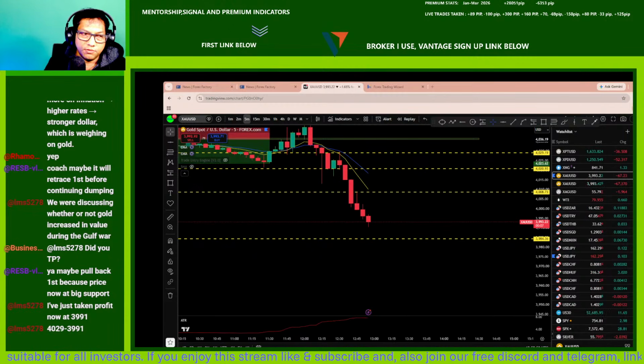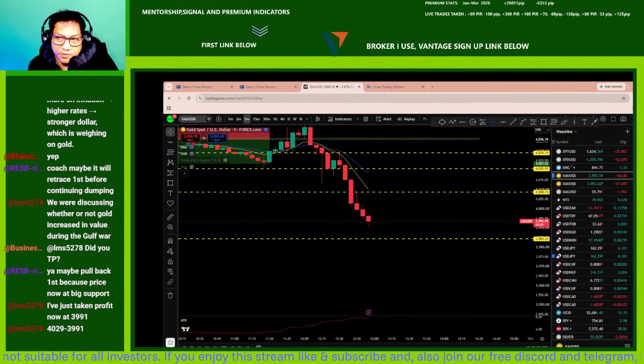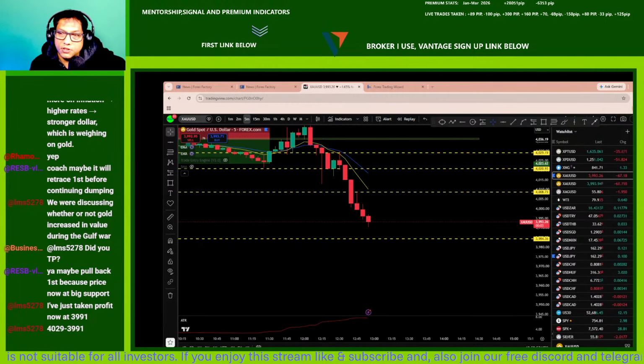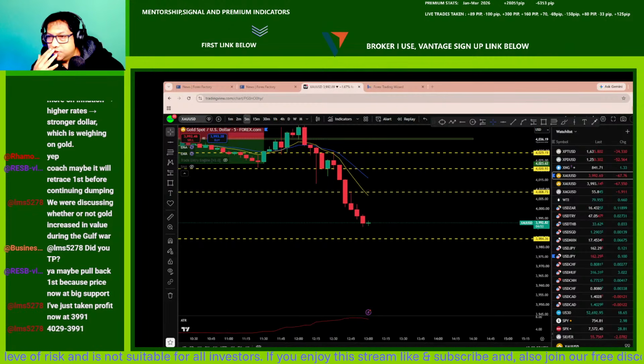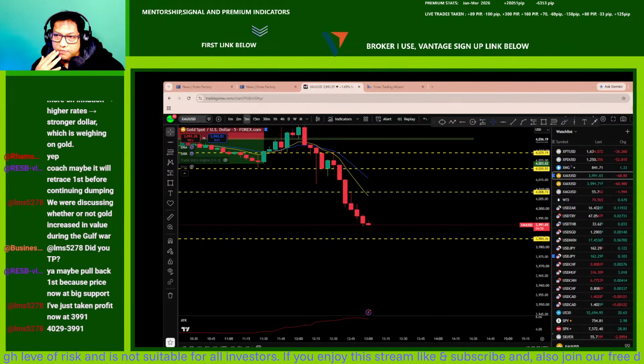Cool. We can enter once we see the market has gone to this key support level, key area of value. We can look at that entry. Especially we want to see one move to the upside for this entry.